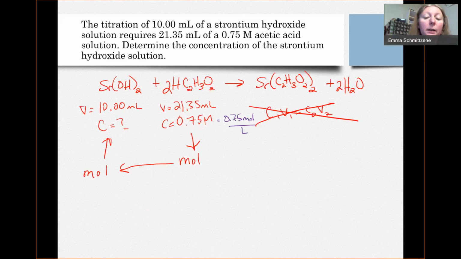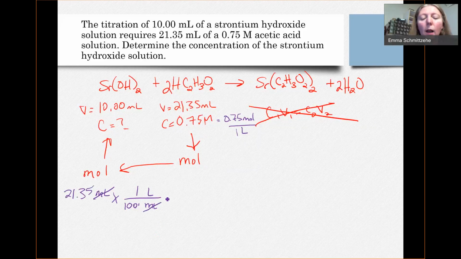So that really is like a conversion factor: 0.75 moles per 1 liter. I'll use it as a conversion factor, meaning I'm going to start with the other number, the standalone number. That usually makes your life the easiest. So 21.35 milliliters. I can convert my volume to moles if I have it in liters, so I'm first going to convert that to liters. I put milliliters on bottom, liters on top, and it's 1,000 milliliters per 1 liter. And that's my acetic acid.